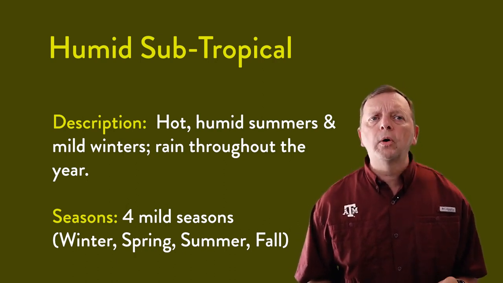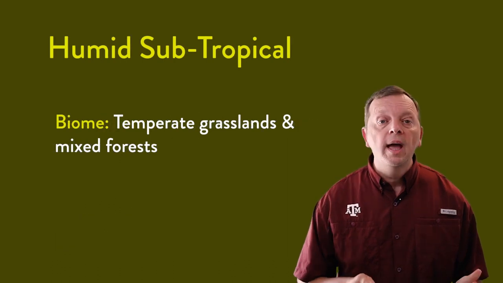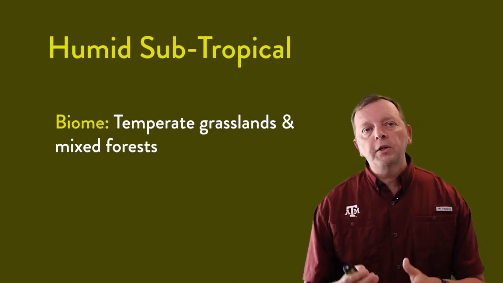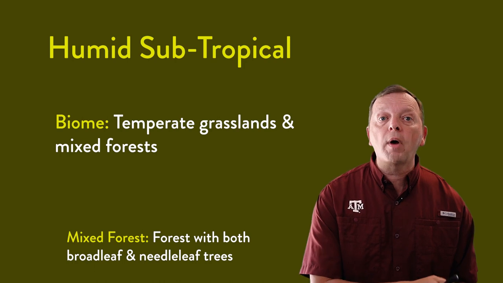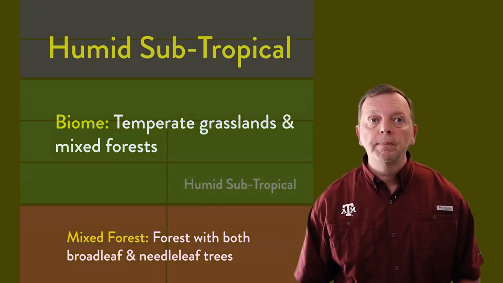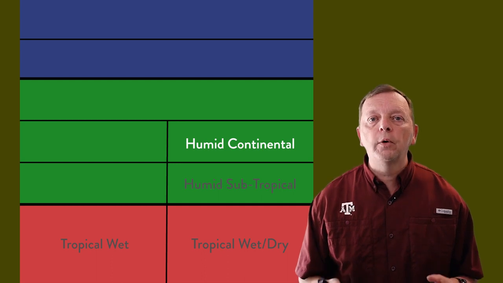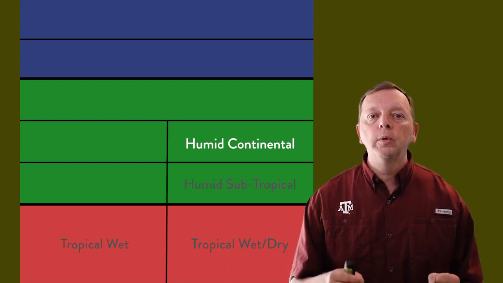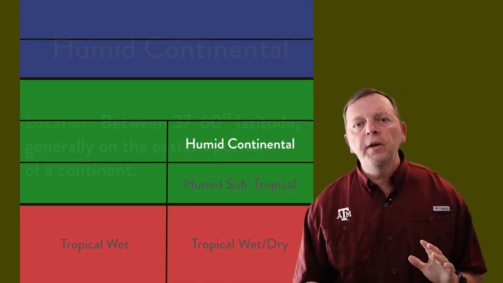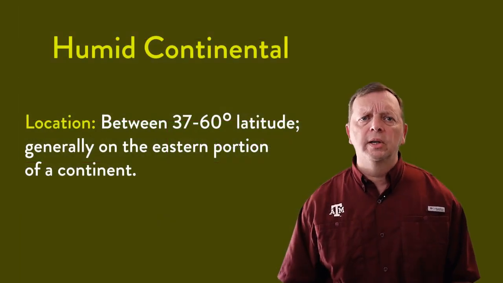Now, a humid subtropical climate supports temperate grasslands and mixed forests. Remember, mixed forest means that you'll have forests with both broadleaf and needle-leaf trees. Now, the second East Coast climate is the humid continental climate, which lies further away from the equator than the humid subtropical climate. Usually, we find it between 37 and 60 degrees latitude.